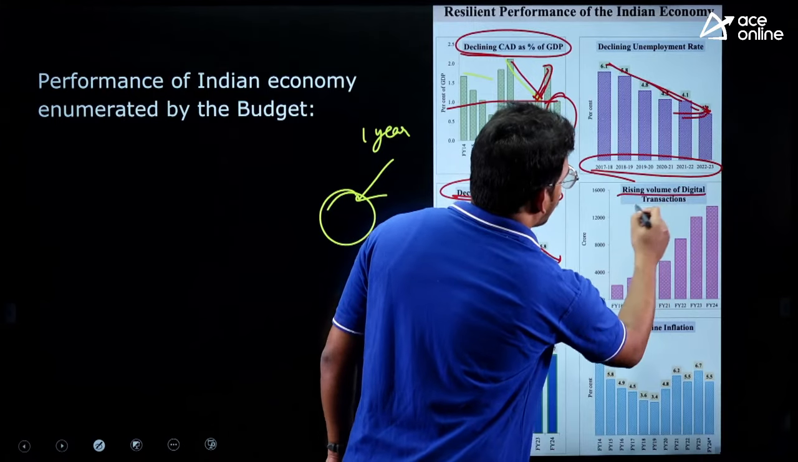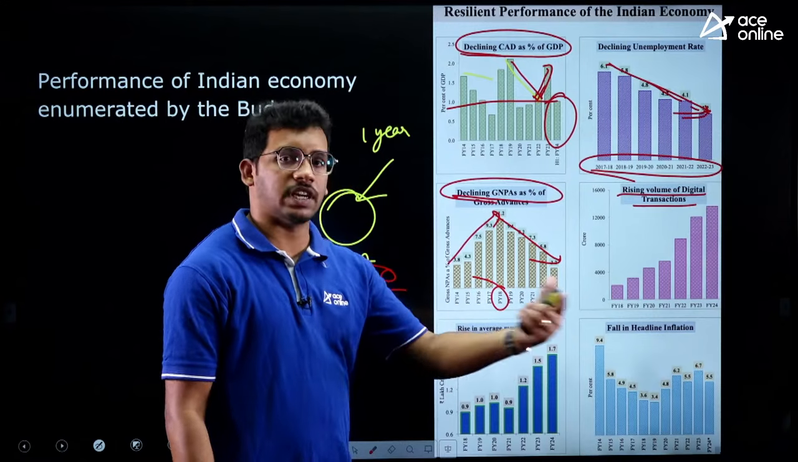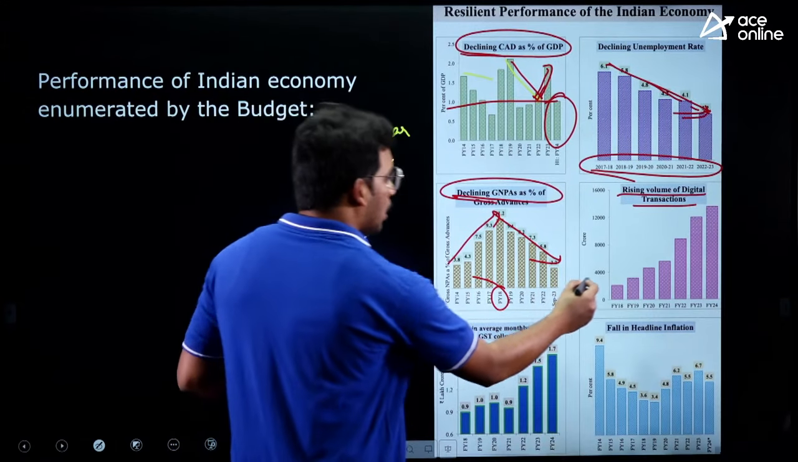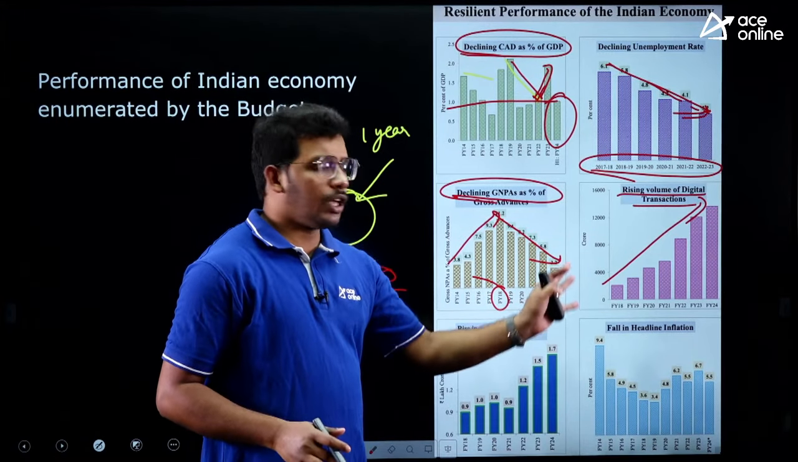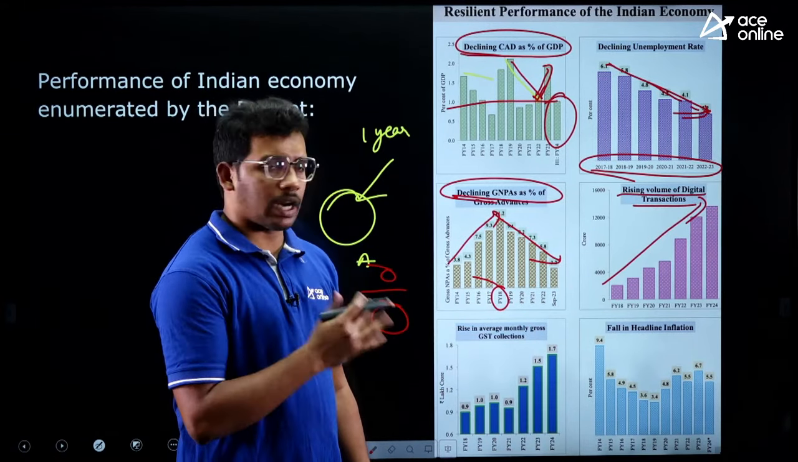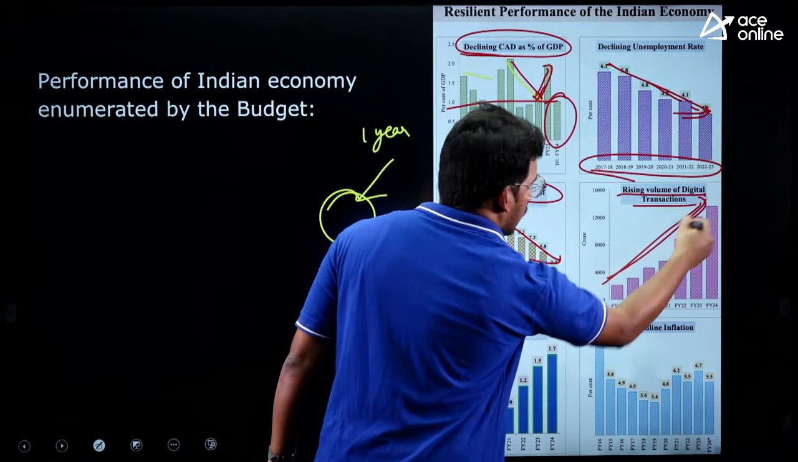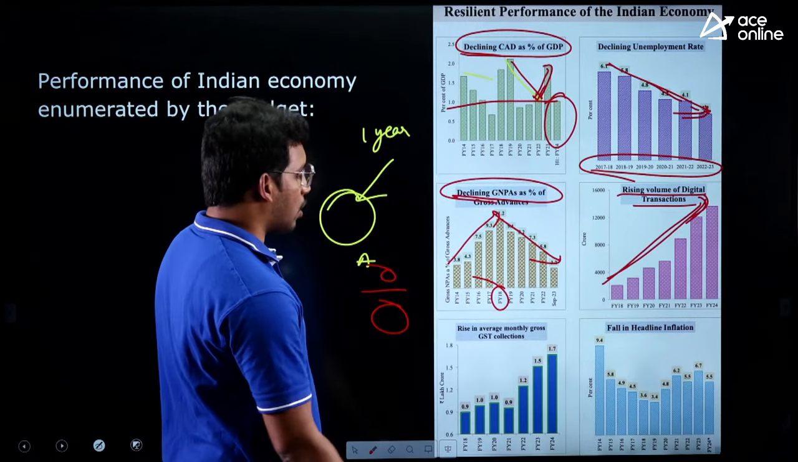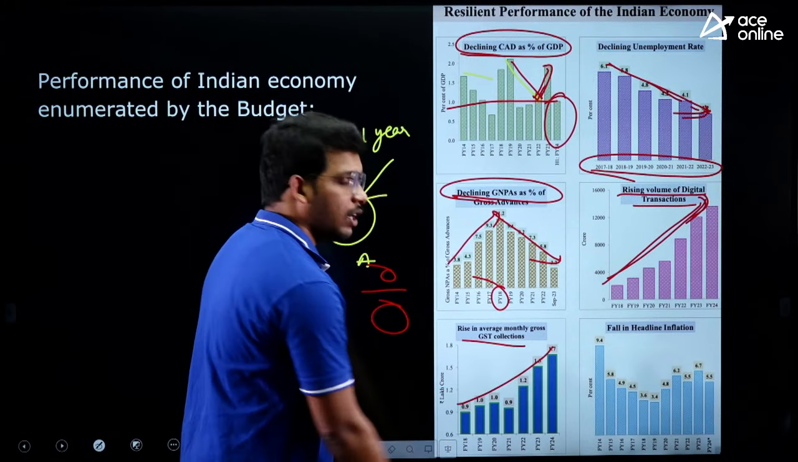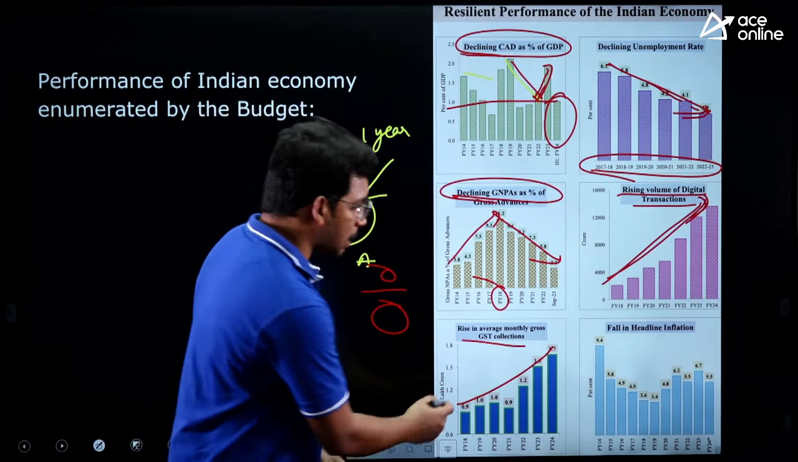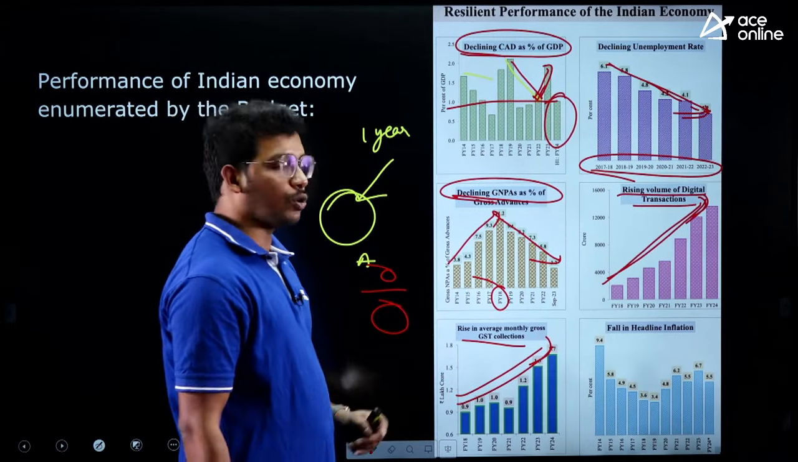Then the rising volume of digital transactions. You might be aware, 5-6 years before, we were transacting the whole money physically. Now the digital transactions are increasing, which is a good sign that there will be less corruption and less exemption from taxes, right? So here there is an increasing trend in the digitalization of the economy. Rise in average monthly gross GST. In 2017-18 the GST was launched, and it kept increasing every year. Again, the government is getting more taxes from GST. That is also a good thing.